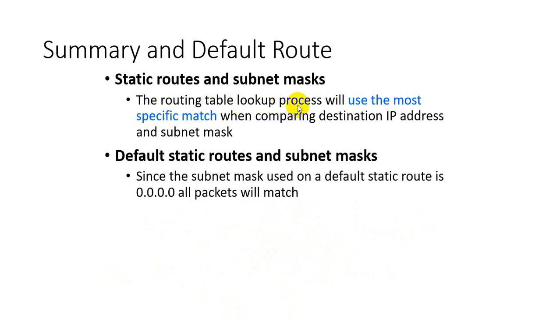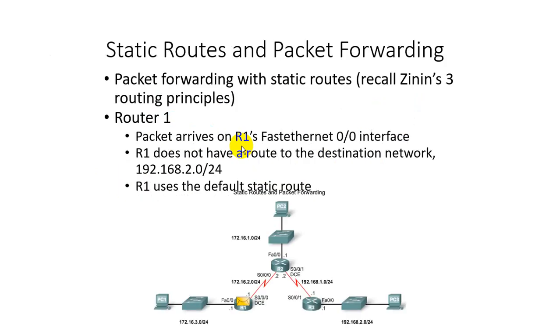The routing table lookup process will use the most specific match when comparing the destination IP address and subnet mask. Default static routes and subnet masks: since the subnet mask used on a default static route is all zeros, all packets will match. Use the most specific match when comparing a destination IP address and subnet mask. This is the difference between static routes and default static routes.